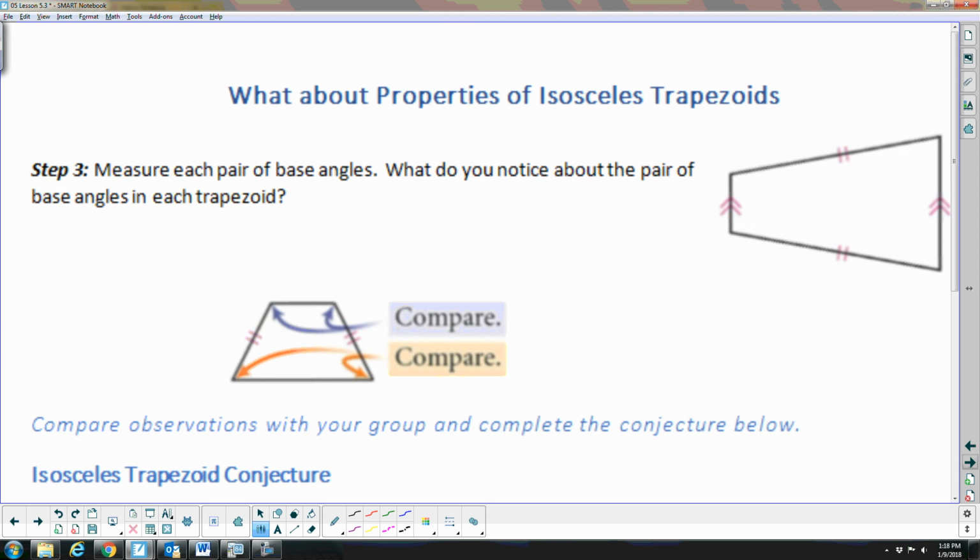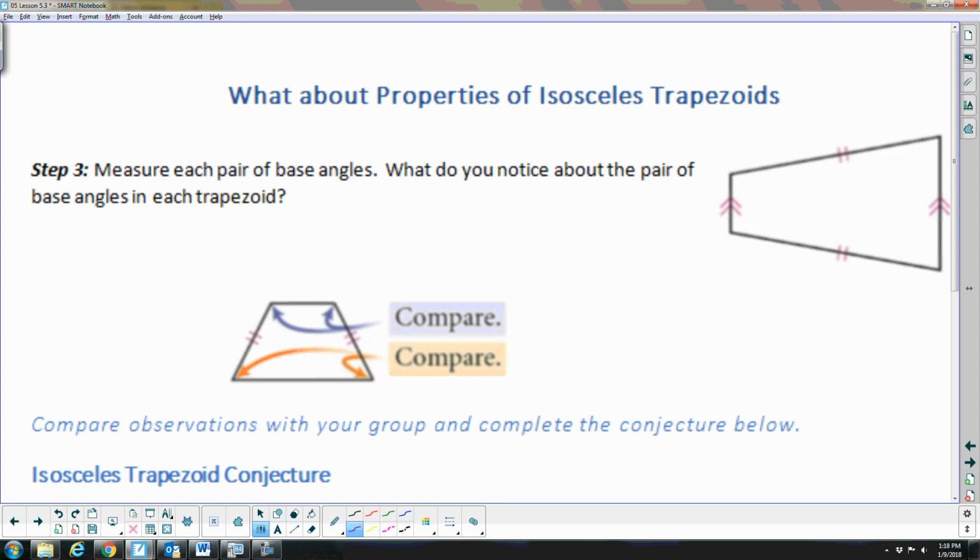So now we're going to measure each pair of base angles. What do you notice? This is with the isosceles trapezoid, and so you can use this isosceles trapezoid that I put up on your note sheet. So measure each pair of base angles. And what do you notice about the base angles of each trapezoid? So take out your protractor, and our base angles, we're going to measure all of those.